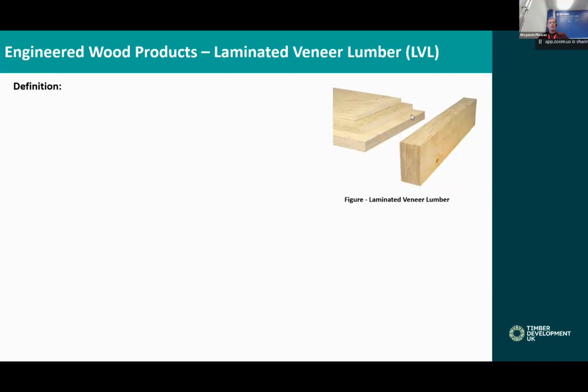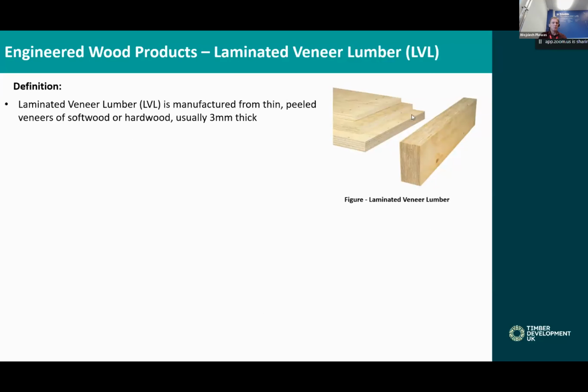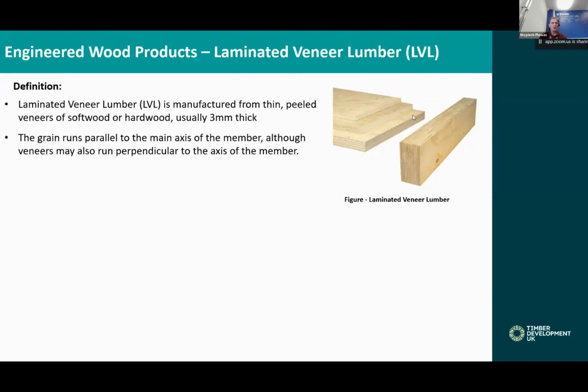LVL, or laminated veneer lumber, is manufactured from thin peeled veneers of softwood or hardwood. Those veneers are usually 3 millimeters thick. The grain runs parallel to the main axis of the member, although veneers may also run perpendicular to improve the dimensional stability of the member. The panels of LVL are quite large when they come out of the factory, but then they are cut into smaller pieces to form a structural member with very high strength and stiffness.